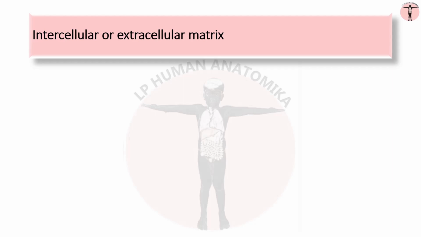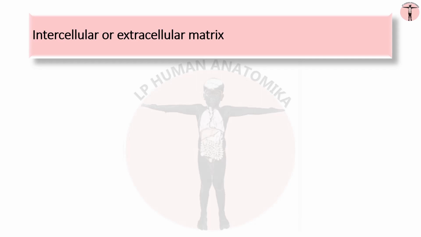In the previous session, we completed the first part of the component, that is, cells of the connective tissue. To recap, it was discussed on introduction, functions, composition, and 8 types of connective tissue cells. In this session, I will be discussing the extracellular matrix.